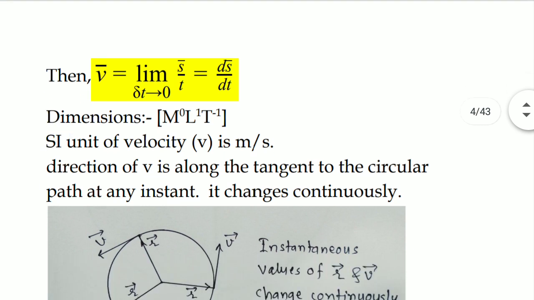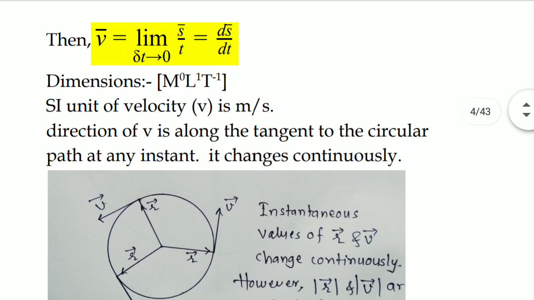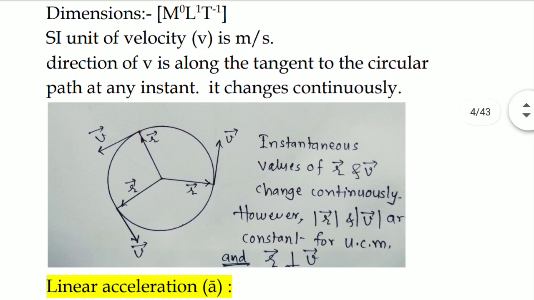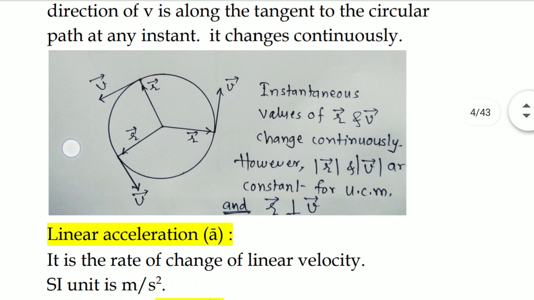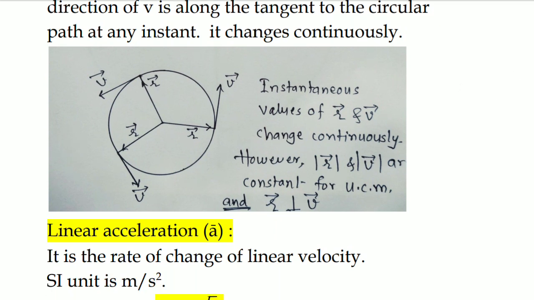Because it is velocity, its SI unit is meter per second and its dimensions are length raised to 1, time raised to minus 1. The direction of linear velocity v in the case of a particle performing circular motion is very clearly shown in this figure. At every instant of time, the direction of linear velocity is perpendicular to the radius vector position at that particular position of the particle.